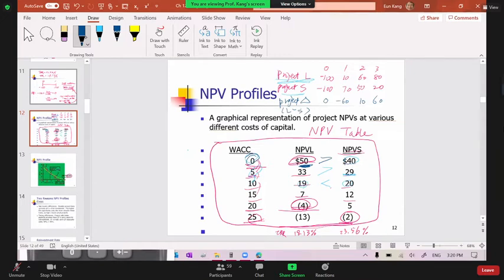Then what do you think? How do you calculate the crossover rate? Let the NPV of L equal the NPV of S. Yeah, that's correct. But how? How to calculate the crossover rate? Any idea? Using the project delta.